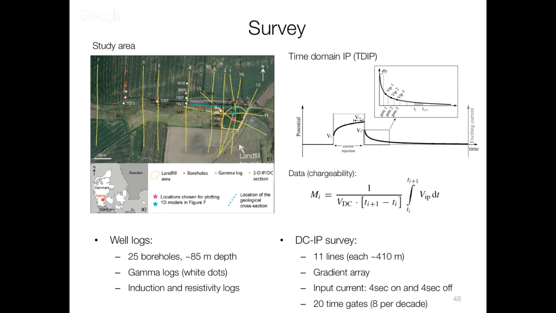The chargeability could be given by, this is one of the ones that I talked about yesterday, the IP voltage, integrating it over time Ti to Ti plus 1, and taking an average. And here's your value of chargeability. This is now in volts per volt, or usually millivolts per volt. So that's your chargeability. Here's your DCIP lines, 11 lines, with the gradient array, 4 seconds on, 4 seconds off, and 25 boreholes, and the gamma logs are in white.